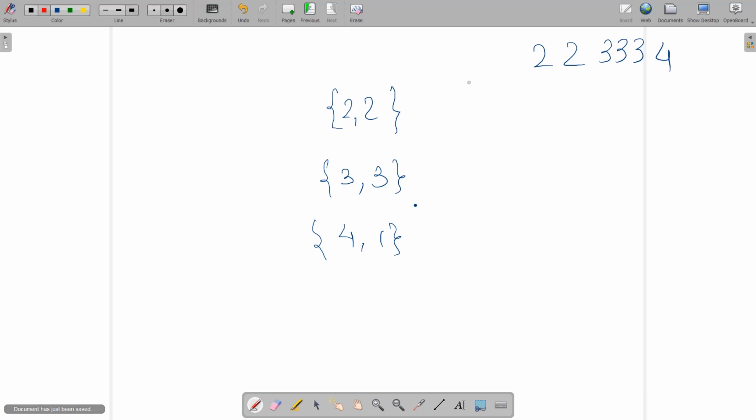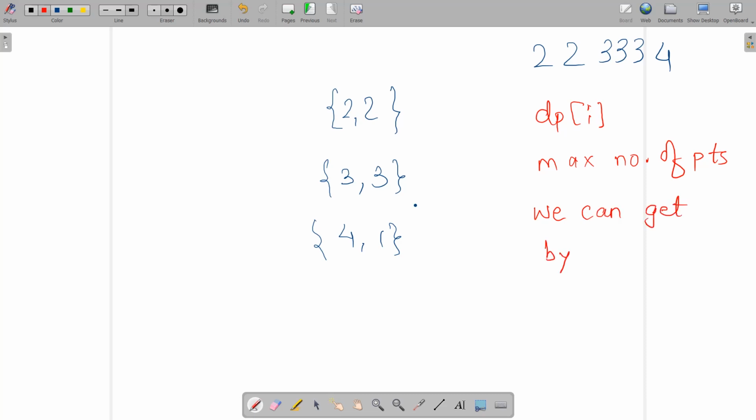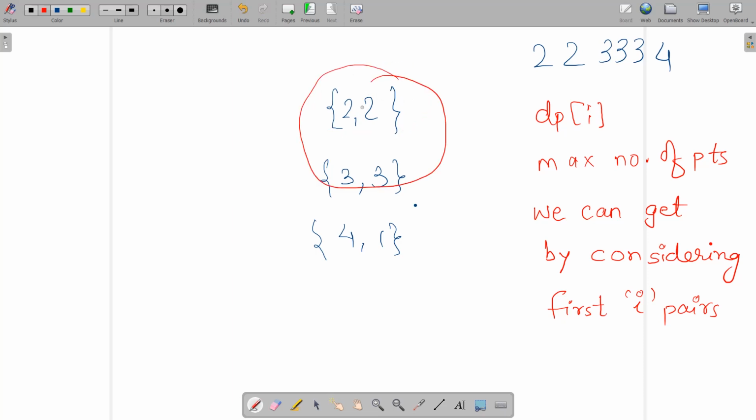Okay, so consider the dp state as dp of I as the maximum number of points we can get by considering the first I pairs. That is, if I is 1, only this pair is considered. If I is 2, only these pairs are considered. If I is 3, all the 3 pairs will be considered.